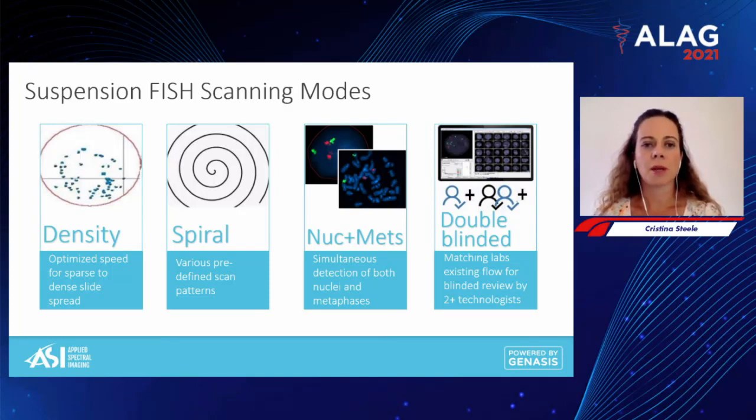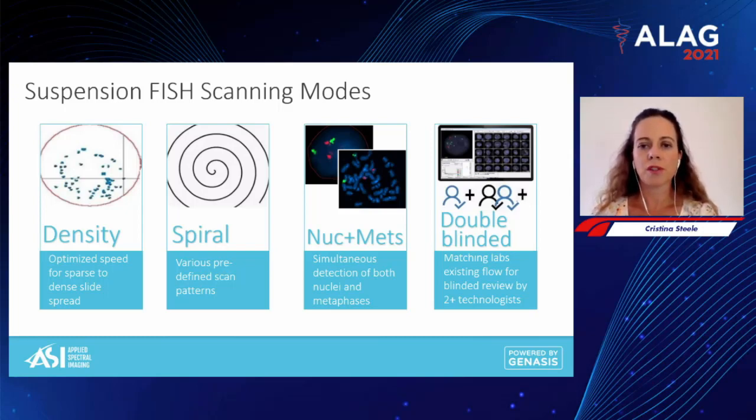For specimen types that are known to have a high cell density, we can recommend the spiral scan, which will start automatically on a high power objective and from the center of your target area and just capture until it has met its stop criteria of, for example, 400 nuclei.